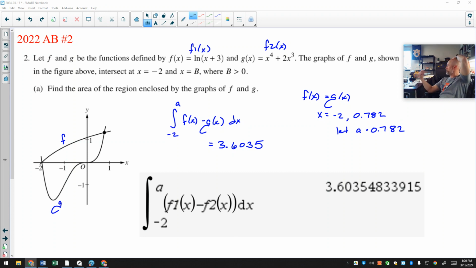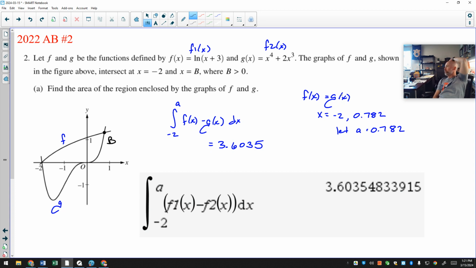2 of the 4 should have been fairly nice. Is that safe to say? Question A was very nice. Area between 2 curves. You do have to do a little bit of work to find this intersection. They called it B, right? And that value is 0.782.